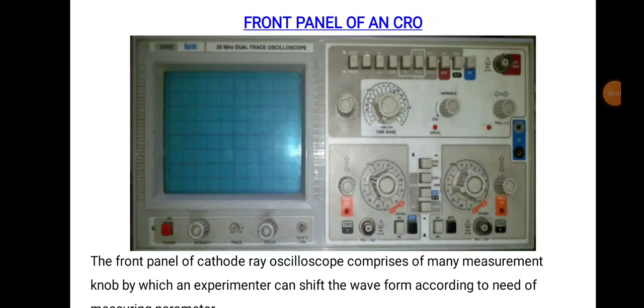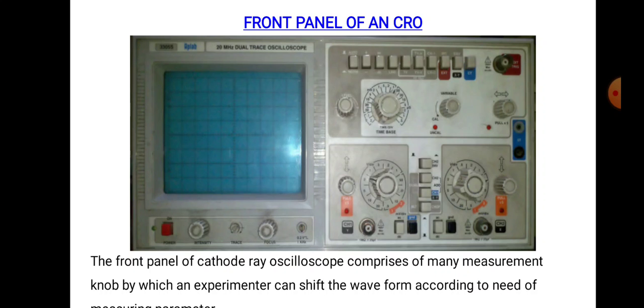In this class we are going to discuss the front panel of a CRO, that is, the front panel of the cathode ray oscilloscope. In my last class we already discussed the block diagram of the cathode ray oscilloscope and the construction and working of the cathode ray tube. Now we will discuss the front panel of a cathode ray oscilloscope.